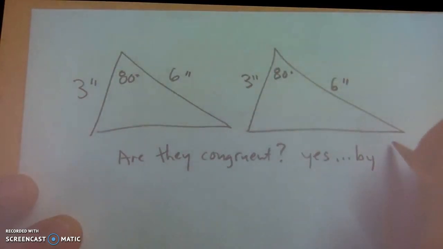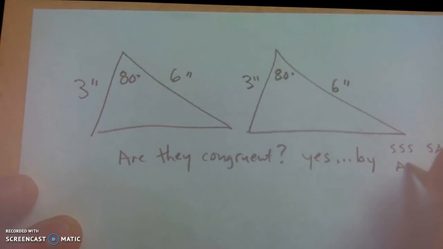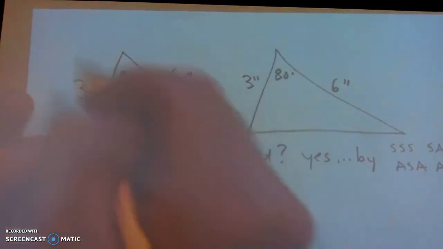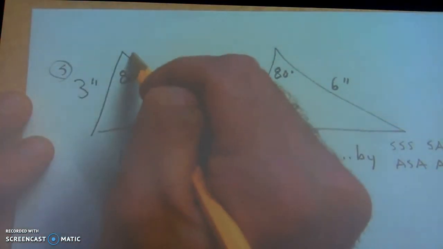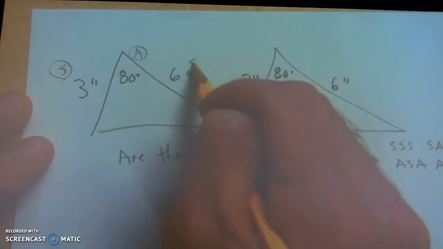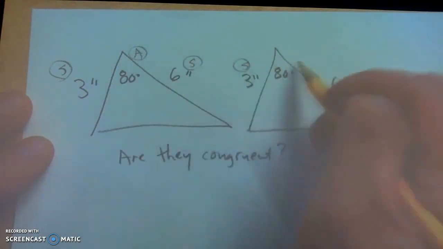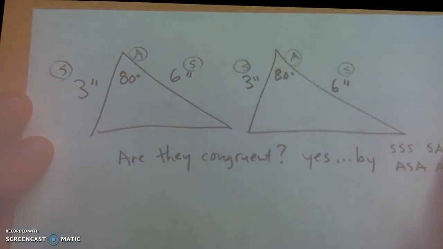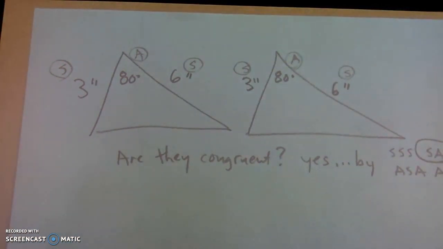So look through your ones on the front. You got these 4 choices right now. SSS, SAS, ASA, AAS. These are your 4 choices. Which one is it? Okay, well, looking here, we've got a side, right? We've got an angle, and we've got a side. Matching with a side, an angle here, and then a side. So obviously the choice is SAS. So it'd be yes by the SAS postulate.